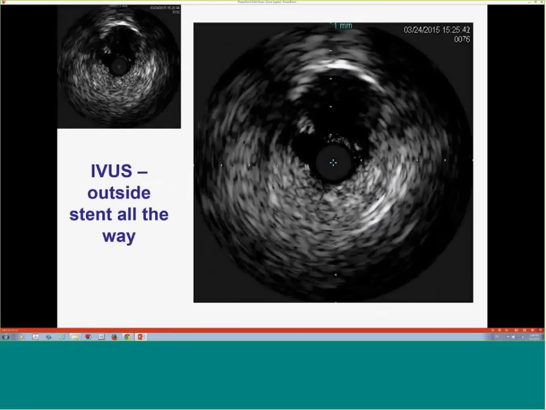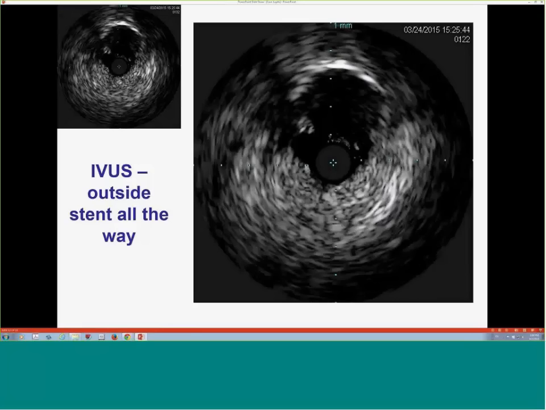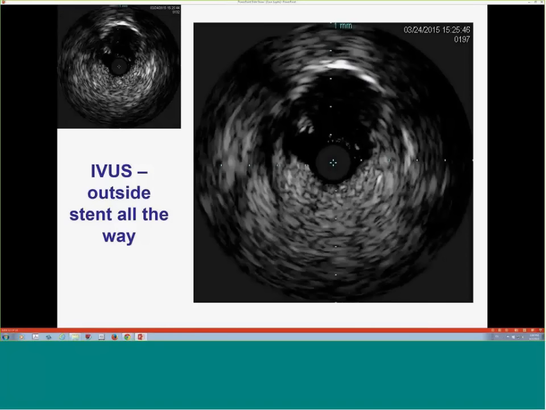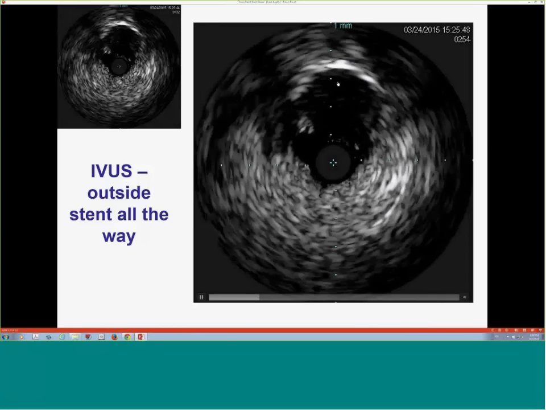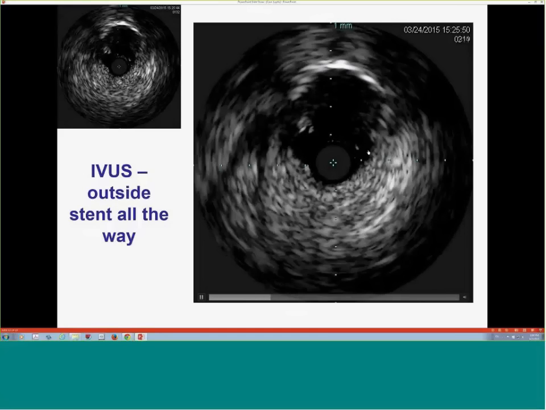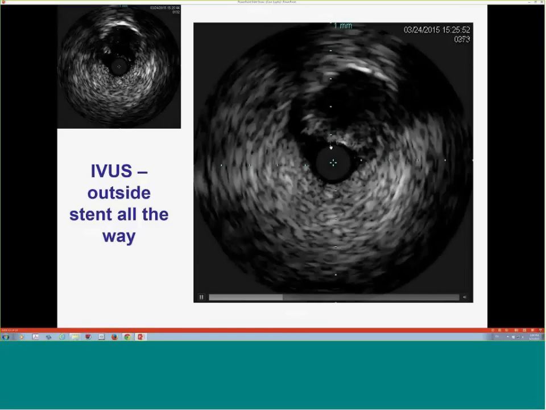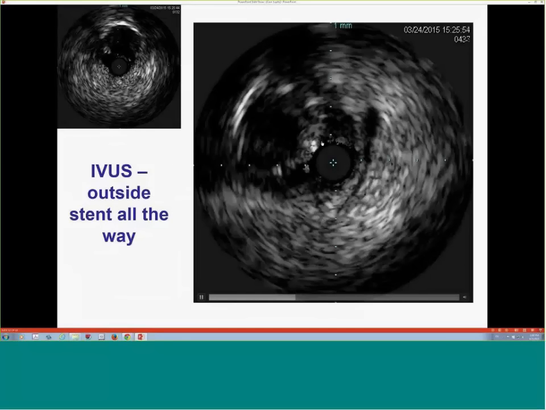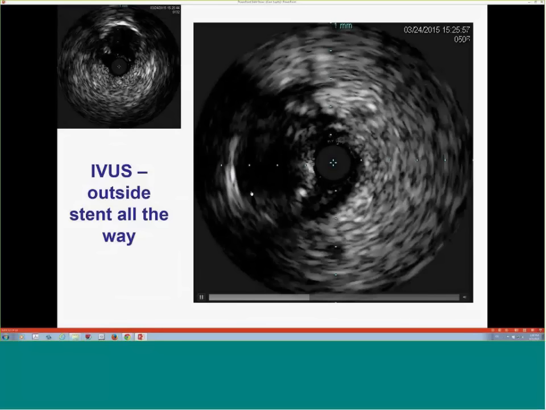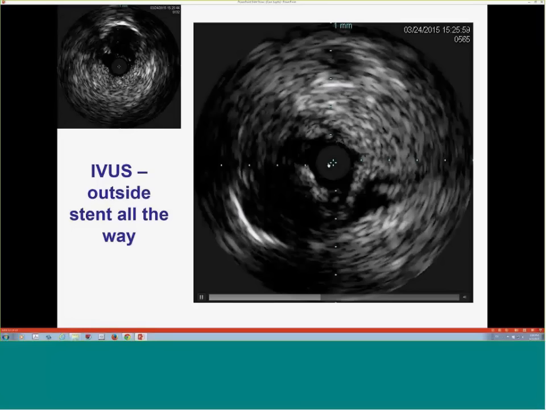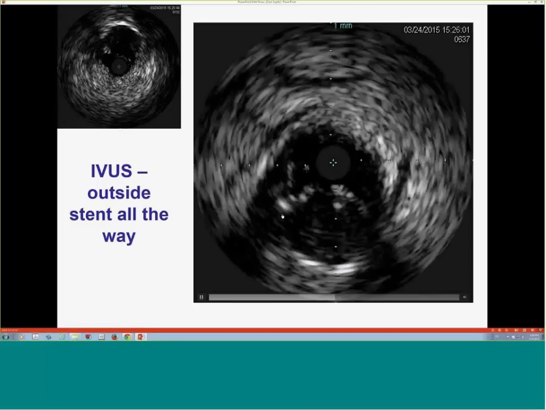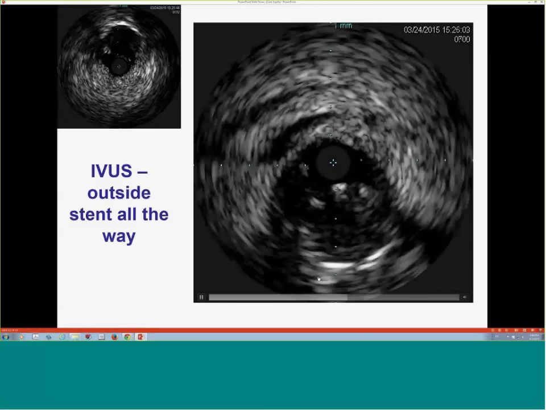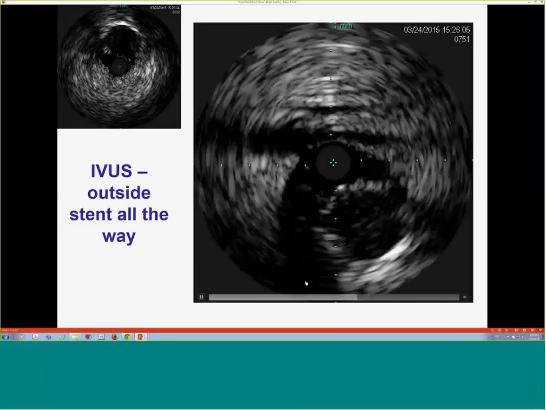And I like this. This is a nice, cool IVUS, because you can see that we're pretty much out all the way. This is the previous stent. And now we have entry to the subintimal space, manual pullback. And you see pretty much we've gone around it all the way, around the whole stent all the way up into the proximal vessel.